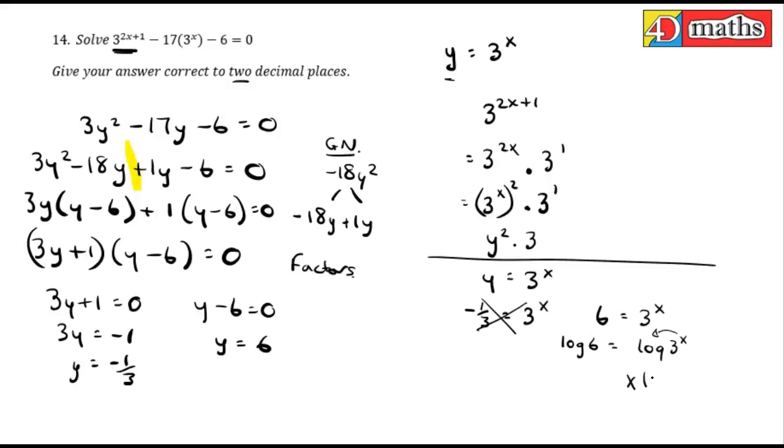So you get x log 3 equals log 6. To get x on its own, I divide both sides by log 3. So x is equal to, using the calculator, you get an answer of 1.63. So that's the answer for x for this particular question.